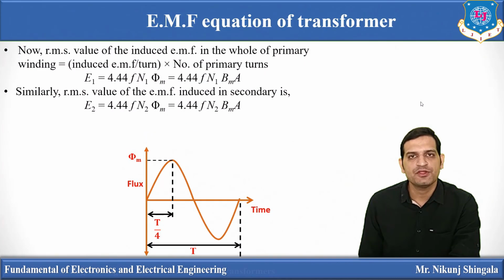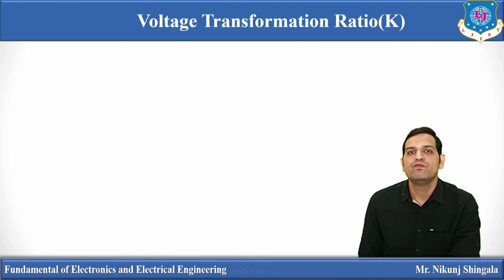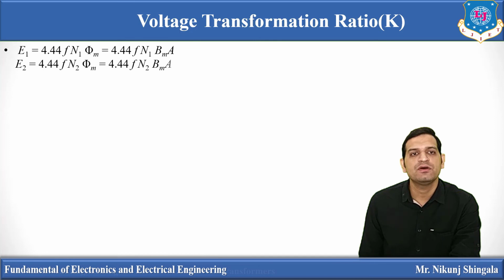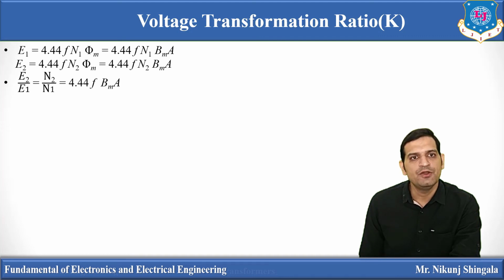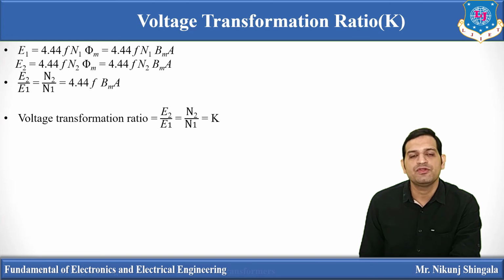Now, using these expressions of E1 and E2, let us define the voltage transformation ratio, denoted by K. These are the expressions of E1 and E2 that we have already derived. If we take the ratio of E2 and E1, we get E2 by E1 equal to N2 by N1, since 4.44 f Bm A is a constant value. So the voltage transformation ratio is E2 by E1 equal to N2 by N1 equal to K.